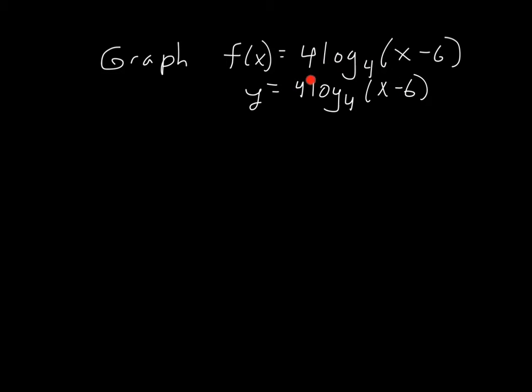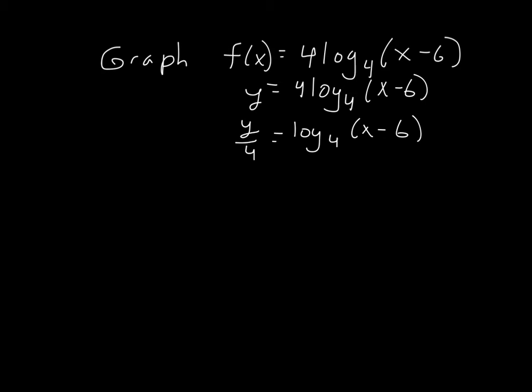But right now there's a 4 sitting in here. Well, I can't just ignore that 4. So this one can get a little bit tricky. Step 1 is, let's kill the 4. So we have to divide by 4. So we end up with y over 4 equals log base 4 of x minus 6.